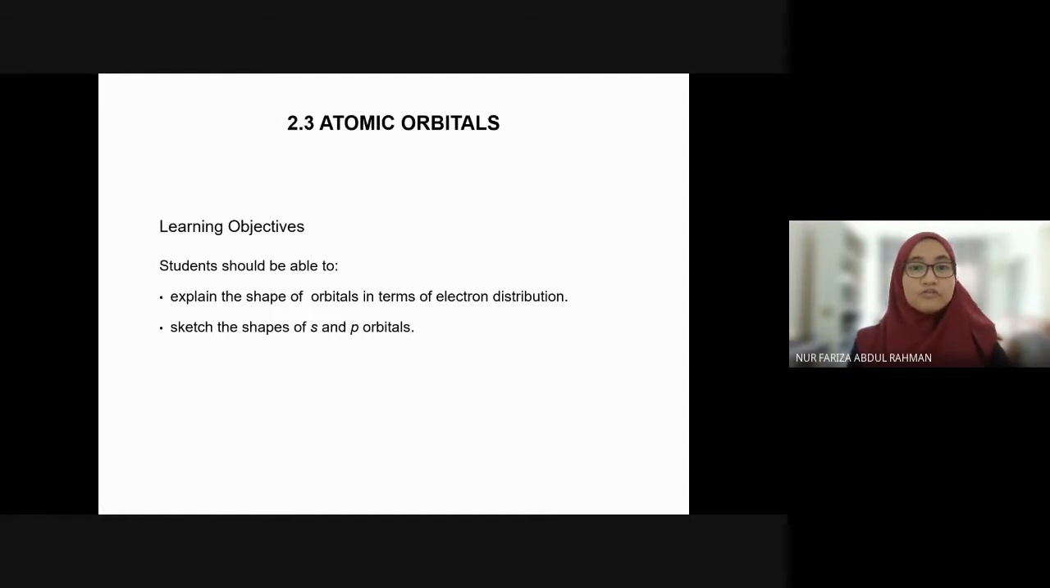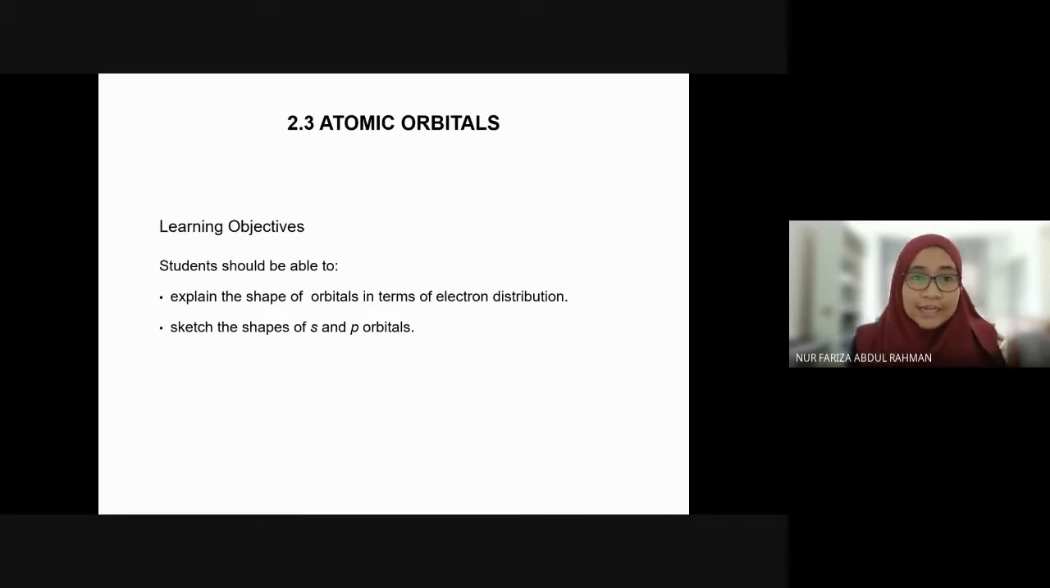Next, let's move on to atomic orbital. Okay, remember in yesterday's lecture, I have added in one additional slide. Saya ada tambahkan additional slide kan, sebab I feel that it is important for you to know ataupun to have an idea of the shape of the orbital. How does the orbital look like? Okay, you nak kena tahu. So you need to have that introduction to the shape of the orbital.